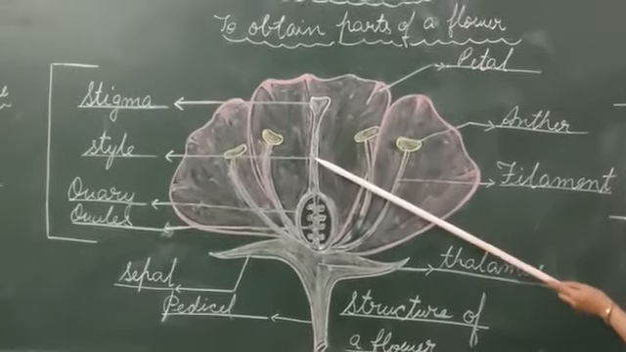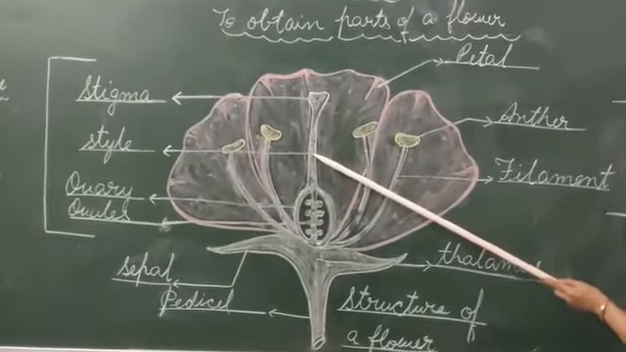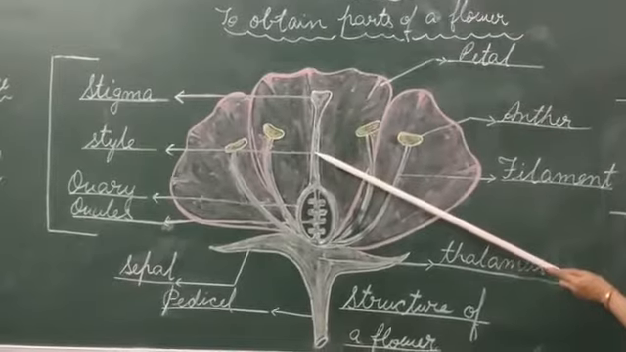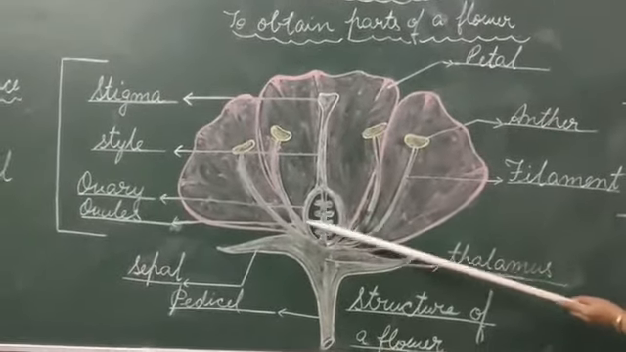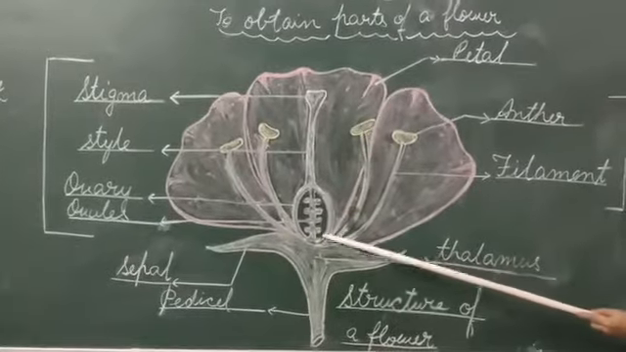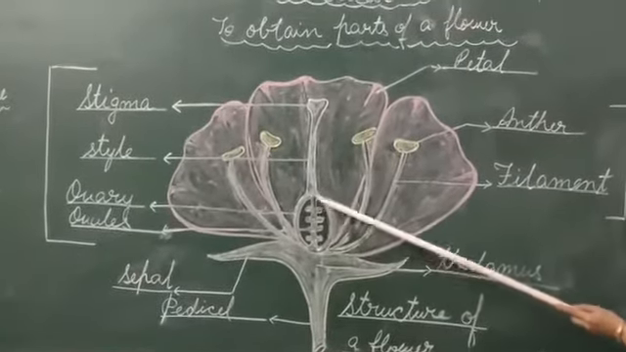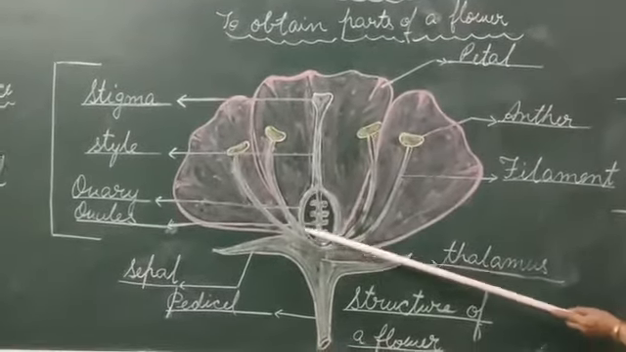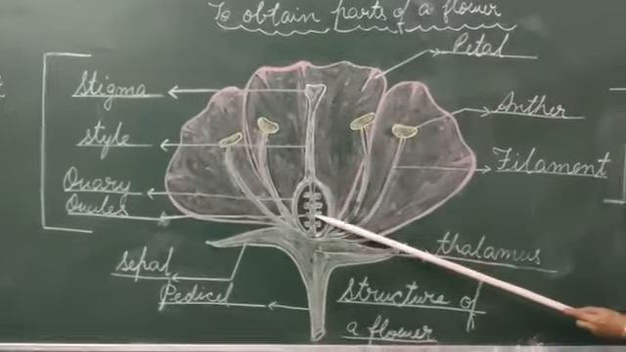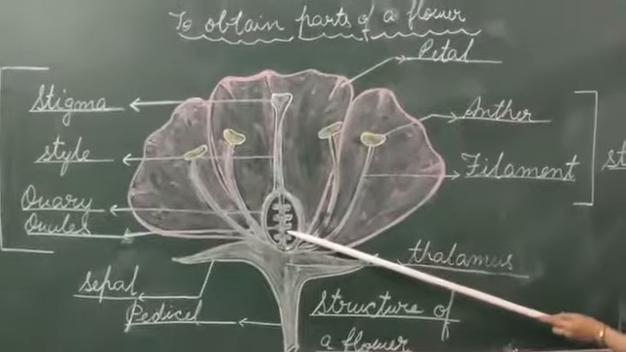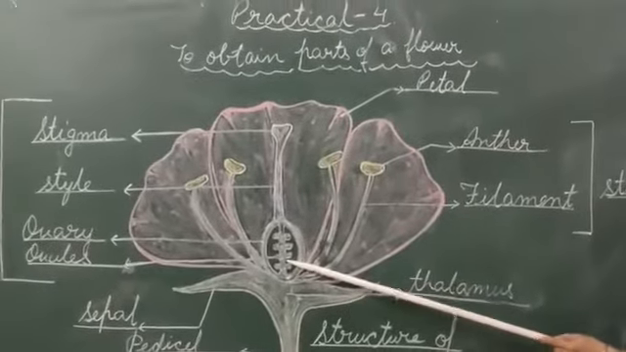And next to it is the tube-like structure, which is known as the style. Now, next is the lowermost part. This lowermost part of the pistil is known as ovary. It has beads-like structure. Here you can see the beads-like structure. They are known as the ovules.